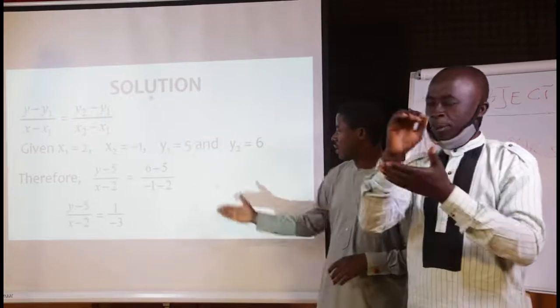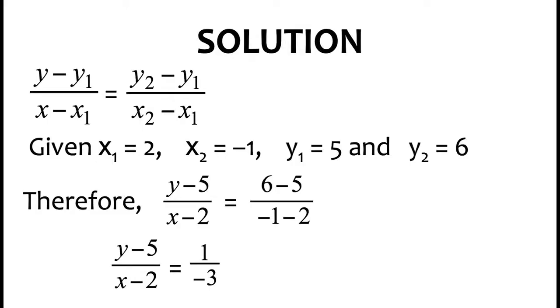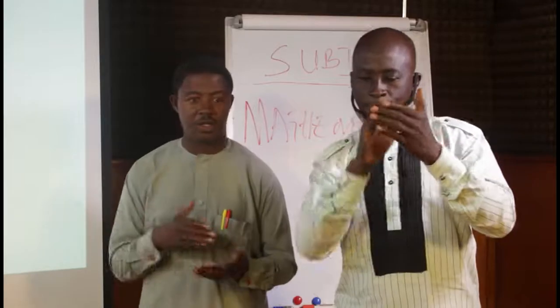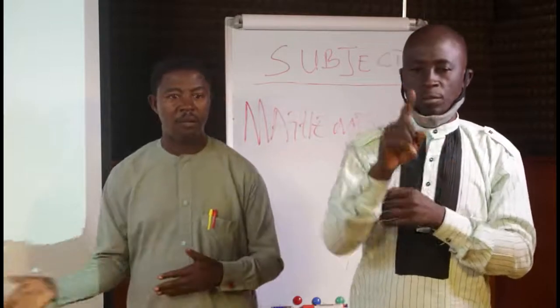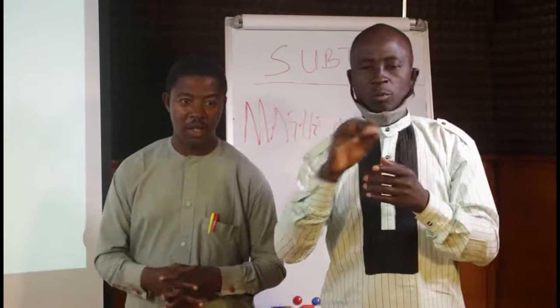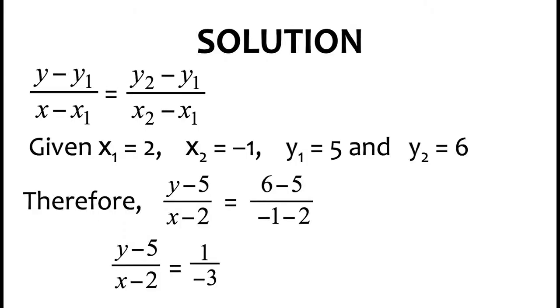minus 2. When you simplify, you have y minus 5 divided by x minus 2 equals 1 over minus 3, because 6 minus 5 is 1 while minus 1 minus 2 is minus 3 by directed numbers. So we have y minus 5 divided by x minus 2 equals 1 divided by minus 3.